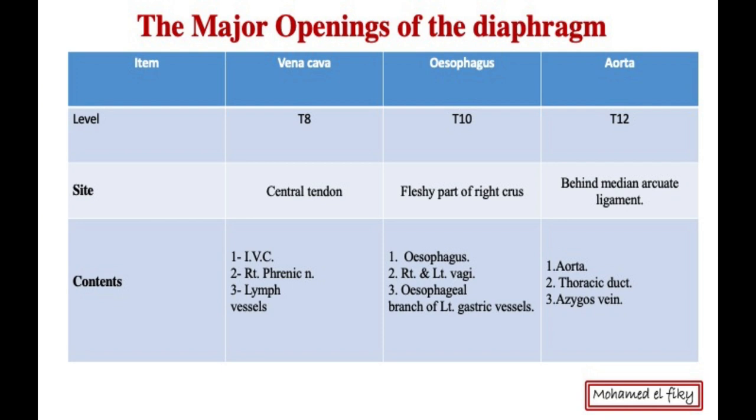The vena cava opening is present in the central tendon. Why? We're asking it. The esophageal opening is present in the fleshy part of the diaphragm. Why? The aortic opening is behind the median arcuate ligament. Also why?